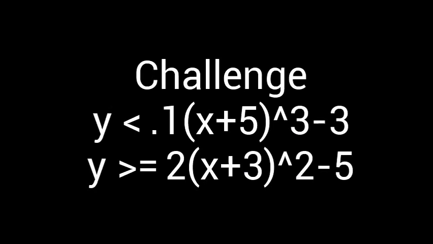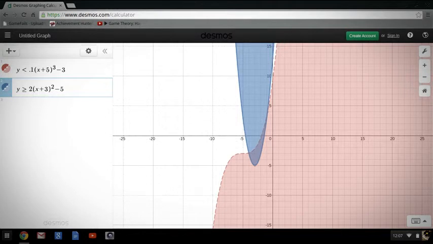To solve this system of equations, y is greater than 0.1(x plus 5) cubed minus 3, and y is greater than or equal to 2(x plus 3) squared minus 5, you first need to graph both equations on the same set of axes. The equation y is less than 0.1(x plus 5) cubed minus 3 has a vertex at the point (-5, -3) and is 10 times as wide as a normal cubic graph. Because this equation is true for all numbers less than the line, it will be represented by a dotted or dashed line and a shaded region below it.